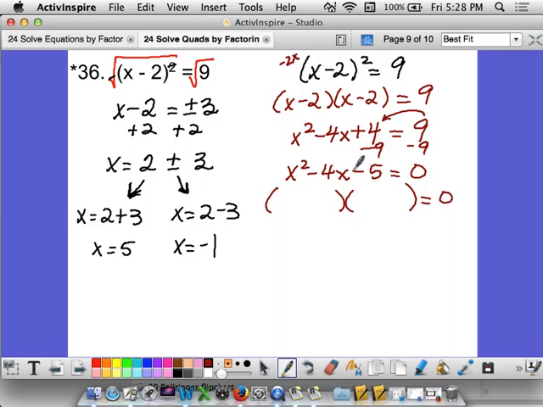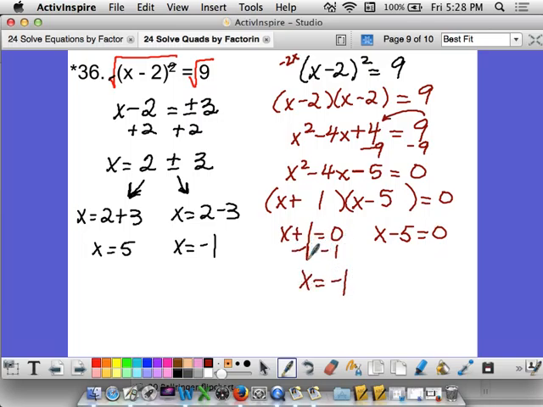The signs will be different. One's a plus, and one's a minus. What are factors of 5 that subtract and give me 4? It's going to be 5 and 1, and 5's bigger, so it's going to go here, and 1's going to go with the positive. Once we get to that point, you set each one equal to 0. X plus 1 equals 0. X minus 5 equals 0. Subtract 1, and we have x equals negative 1. Add 5, and we have x equals positive 5.